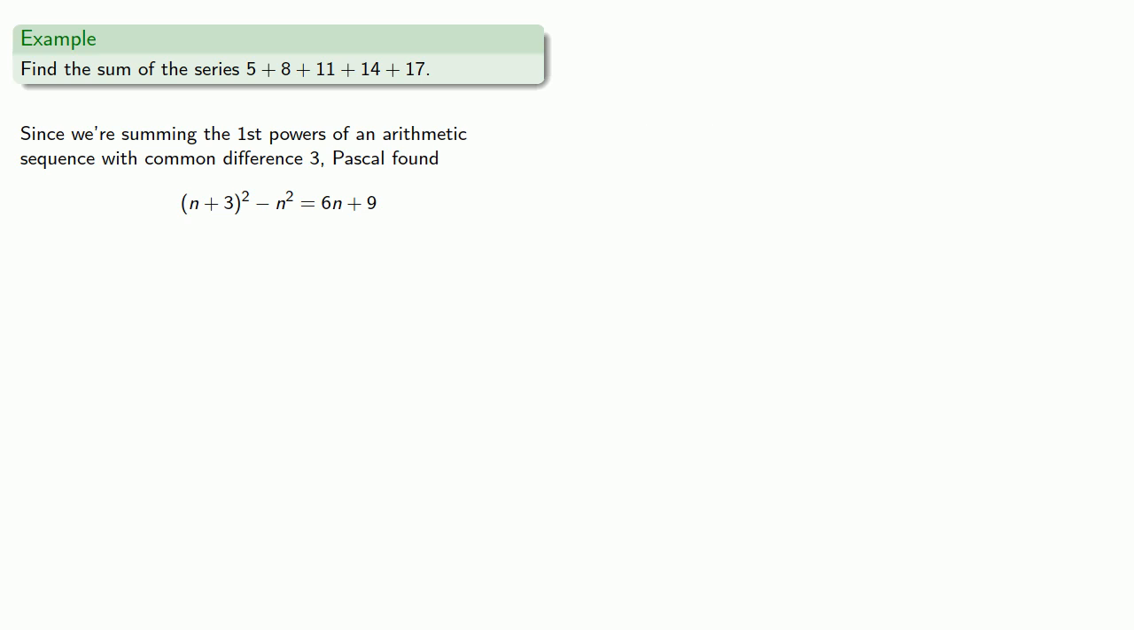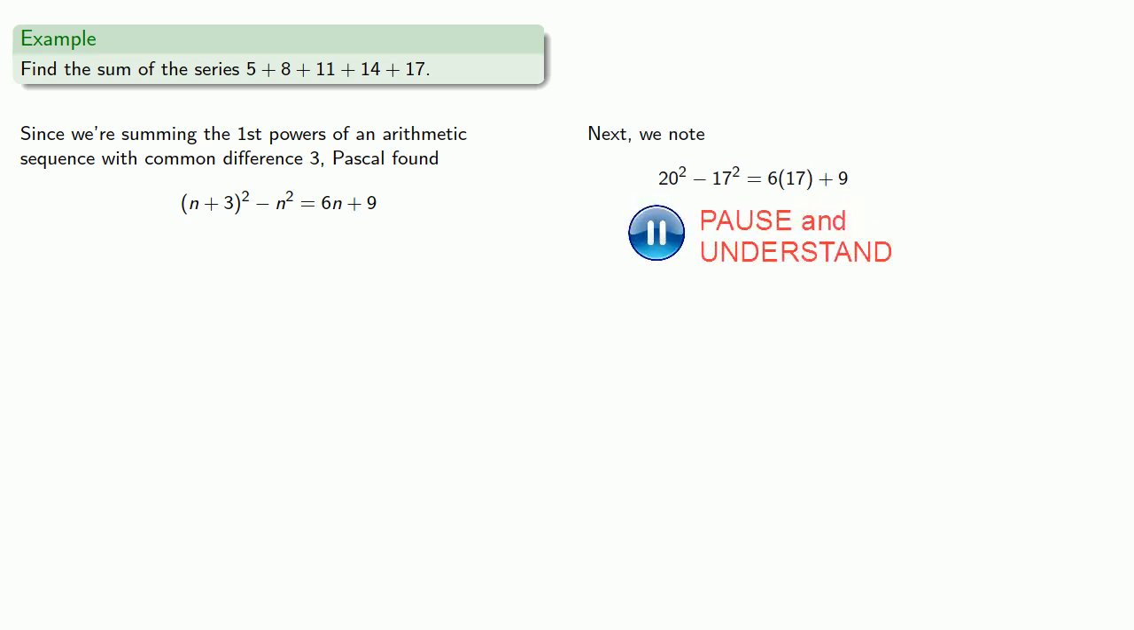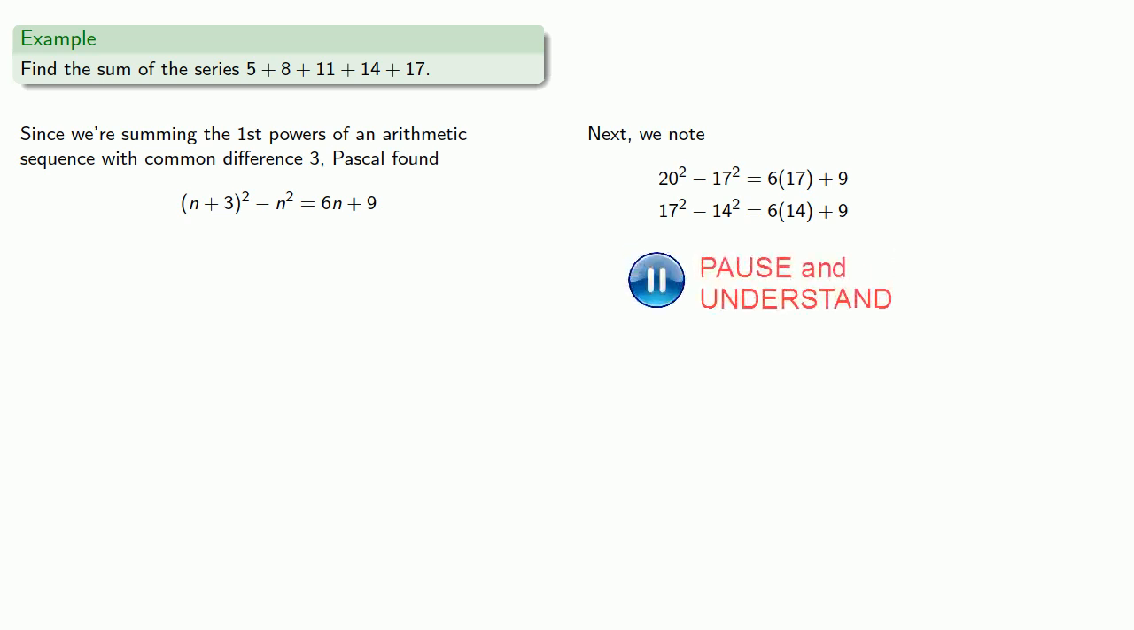Now, why did we compute the second powers when we're interested in the sums of the first powers? Pascal made the following observation. If we consider the differences between the squares of successive terms of the sequence, our formula gives us a way to compute these differences. So 20 squared minus 17 squared is 6 times 17 plus 9. 17 squared minus 14 squared is 6 times 14 plus 9. And we can compute the other differences.